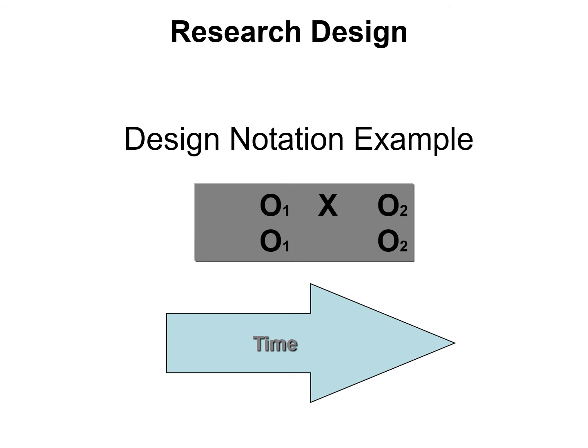So we're going through some examples then of research design. Remember that every line represents a different group of people, every O represents observations, every X represents a treatment, and as we move from left to right, we're looking at time. So this is an example of a pre-test, post-test control group design.